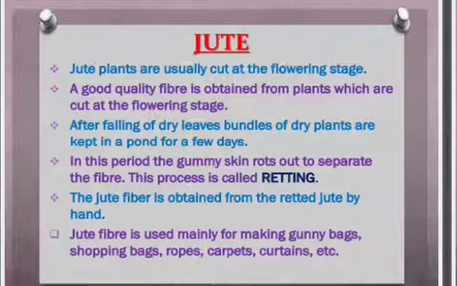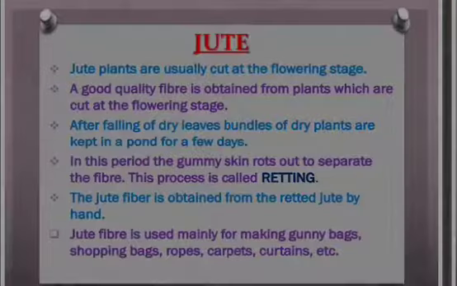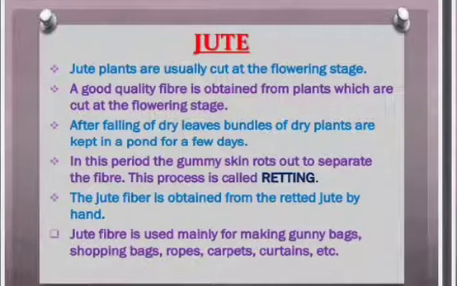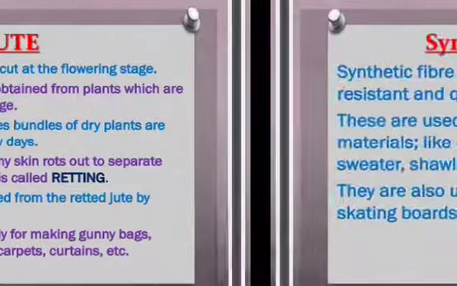After the falling of dry leaves, bundles of dry plants are kept in a pond for a few days. In this period, the gummy skin rots out to separate the fiber. This process is called retting. The jute fiber is obtained from the retted jute by hand. Jute fiber is used mainly for making gunny bags, shopping bags, ropes, carpets, curtains, etc.